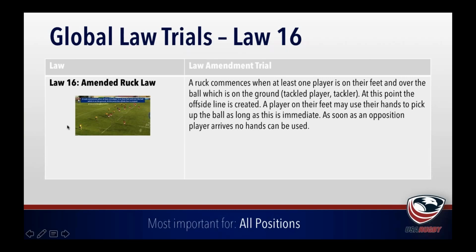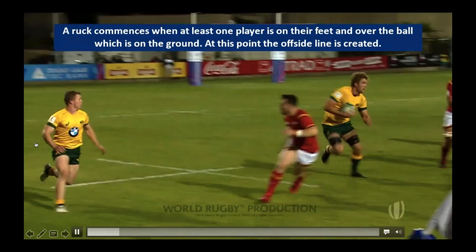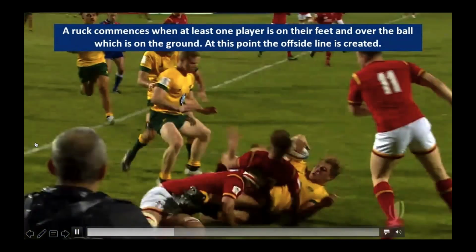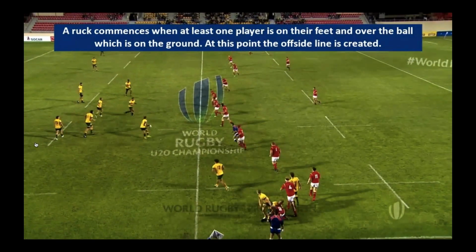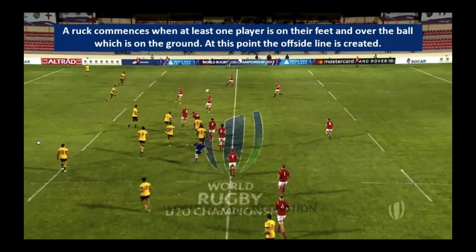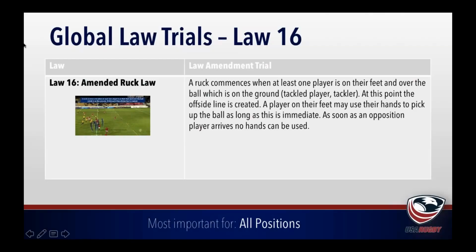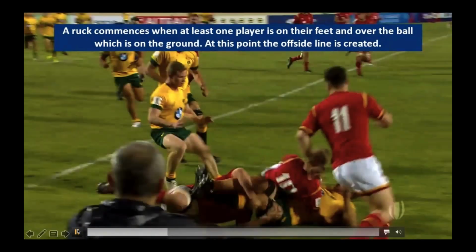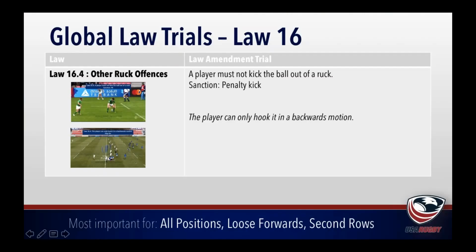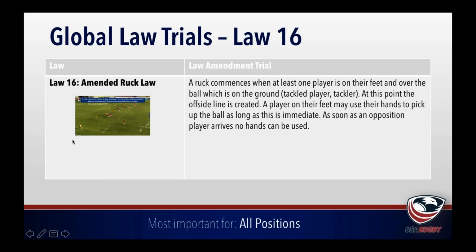So I'm going to show you this clip real quick and we can talk through questions. But basically, a ruck now forms with one player over the ball instead of one player from each team like it used to be. Advantage offside. So as you can see, there was just Australia in this breakdown. I'm trying to show you real quick. No ruck was formed.